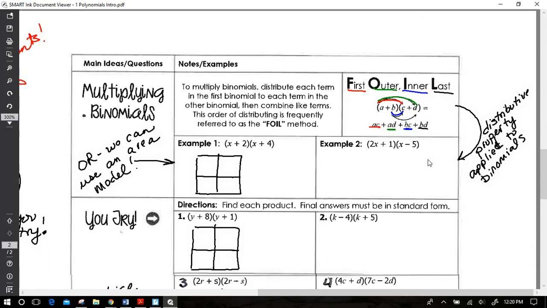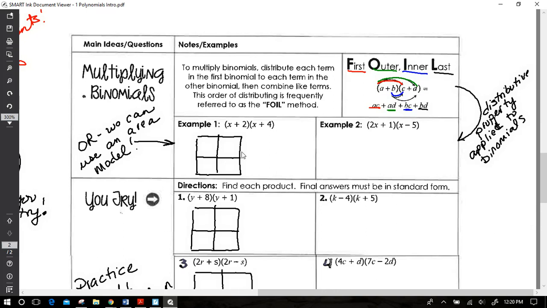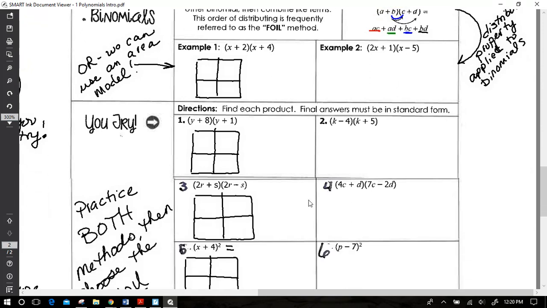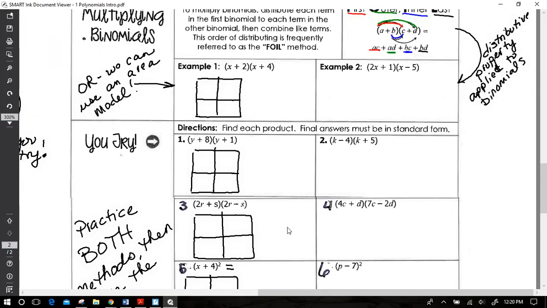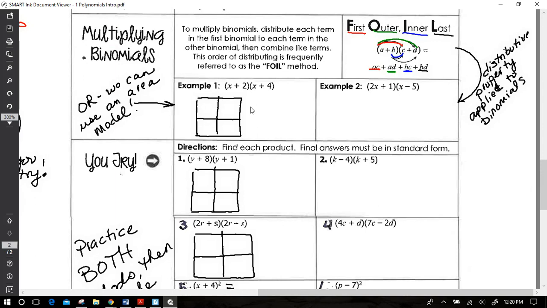So let me show you the area model first, and then I'm going to show you FOIL, and I'm going to let you practice with these and see which method you like best. When it comes to your assignments, you can use either method. I am okay with both. They're both acceptable. All right, so let's do the area model first.